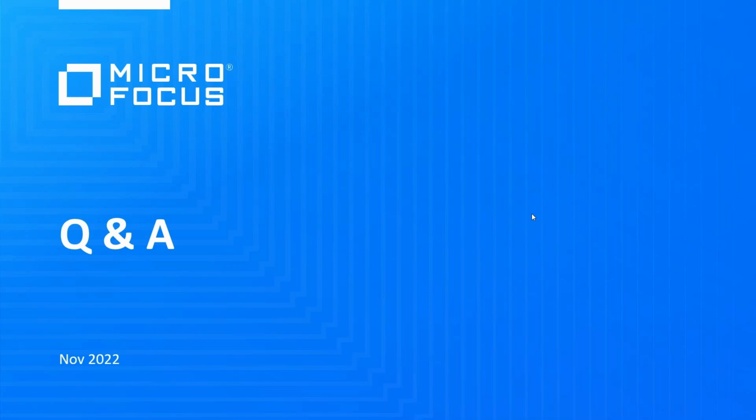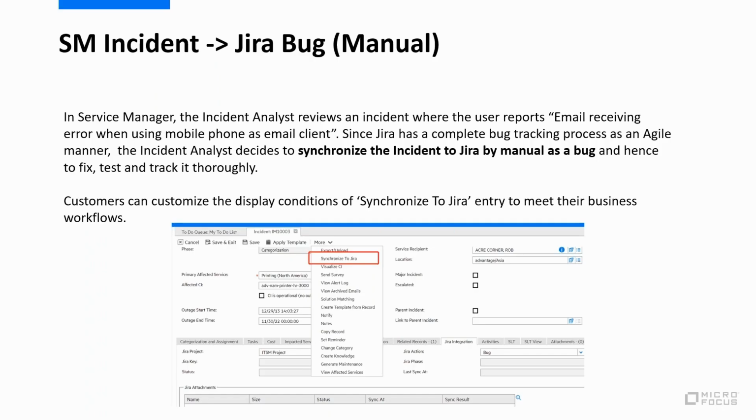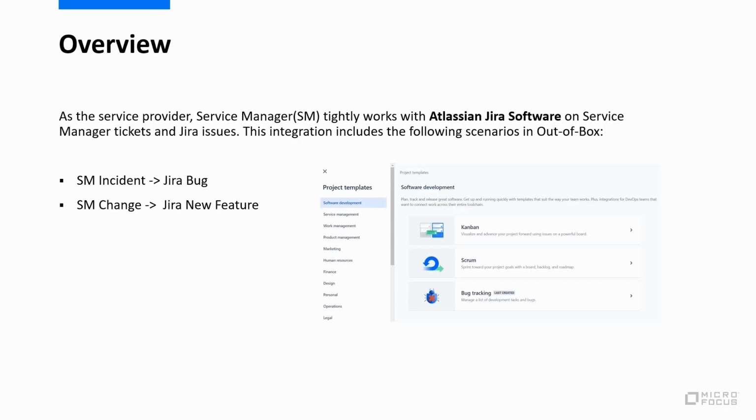Or do you have any comments or feedback around our current top two scenarios to be supported in this SM Jira integration? That is SM change to Jira new feature and SM incident to Jira bug.